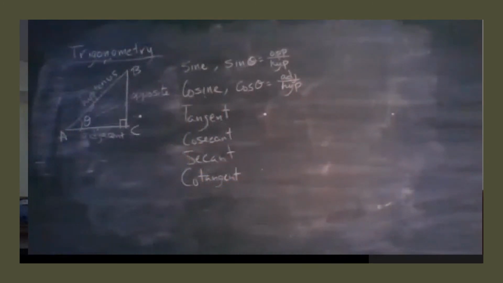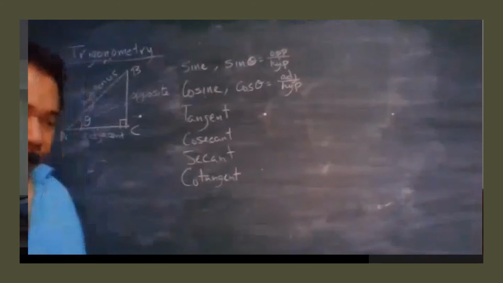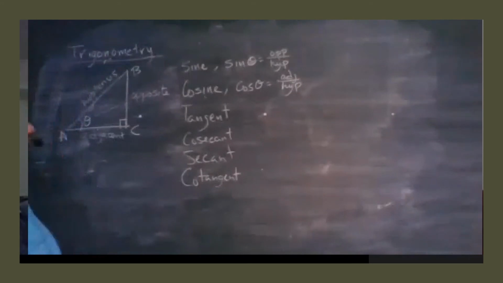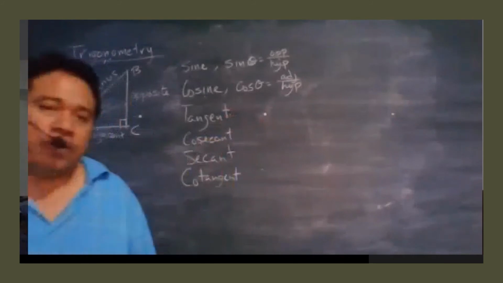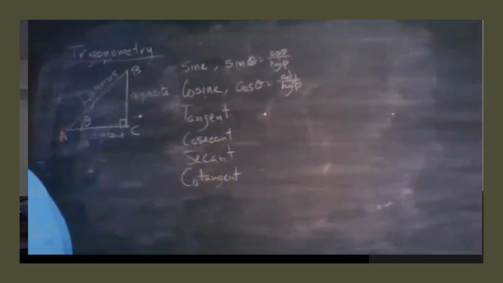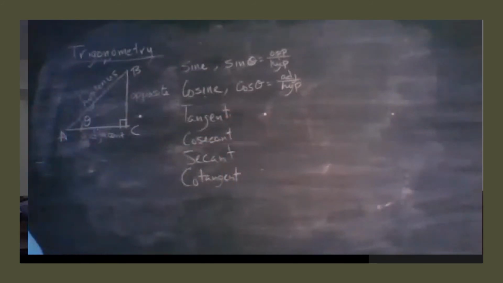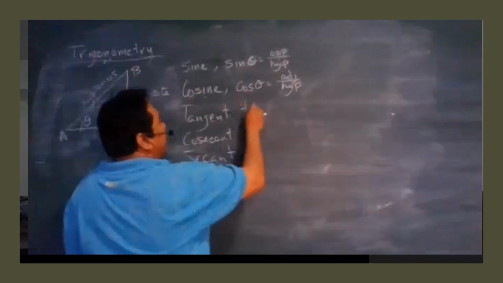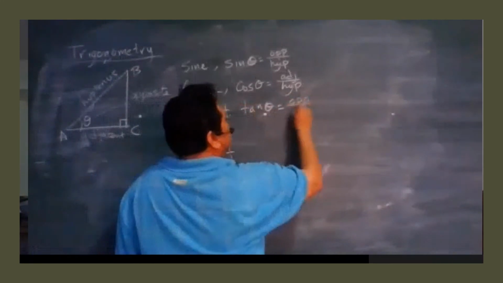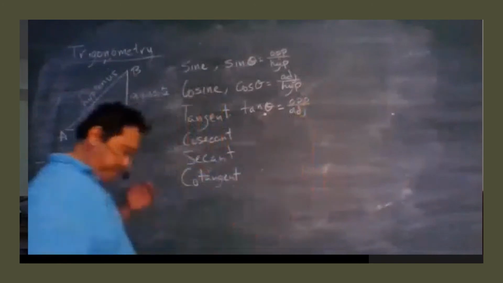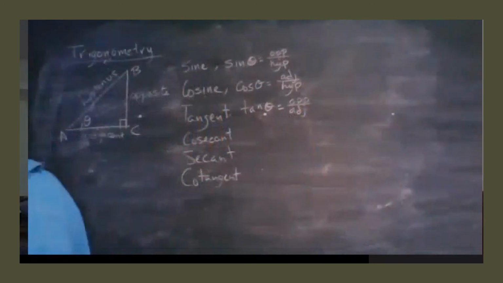Then we have the tangent ratio. And the tangent is the comparison of the opposite side to the adjacent side of the same triangle. So if we were to put it as a formula, we will say that the tan of the angle theta is opposite over adjacent. Right?